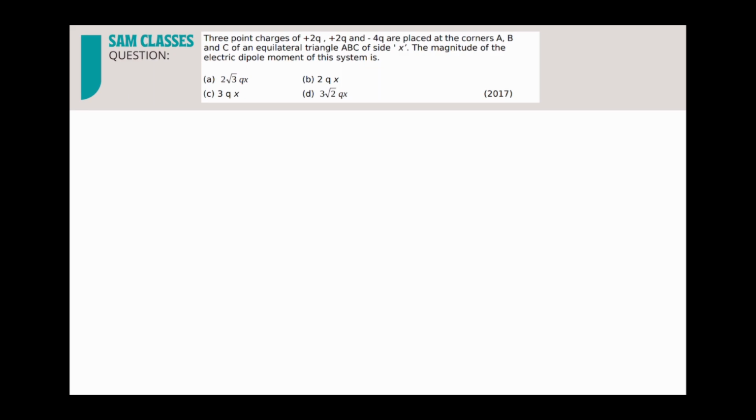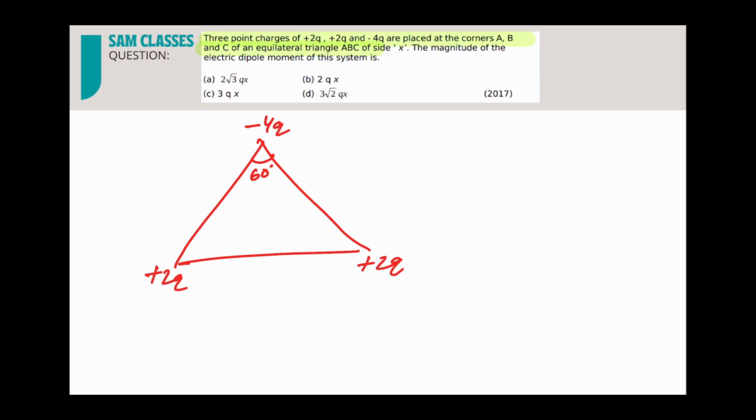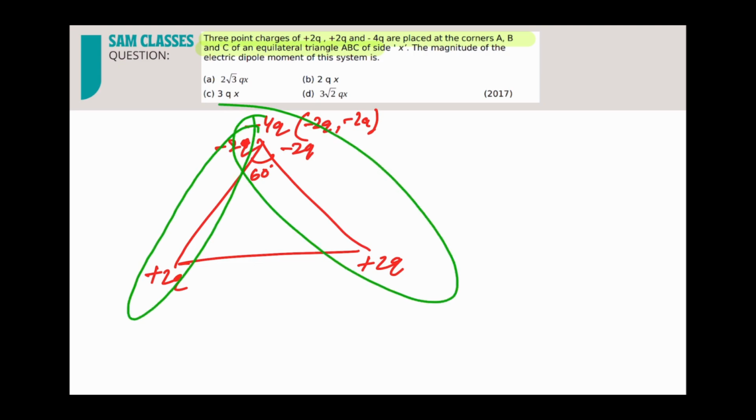Now in the next question, students, what you can see is 3 point charges placed at the corners of an equilateral triangle. So very simple. Let's see. Make an equilateral triangle. Just remember all sides are equal and all angles are 60 degrees. One charge here, let's say I put minus 4q, plus 2q and plus 2q. The moment you see something like this, we can arrange the 4q as minus 2q, minus 2q. The moment we do that, minus 2q this side and minus 2q this side will form a dipole here. See, one dipole here.